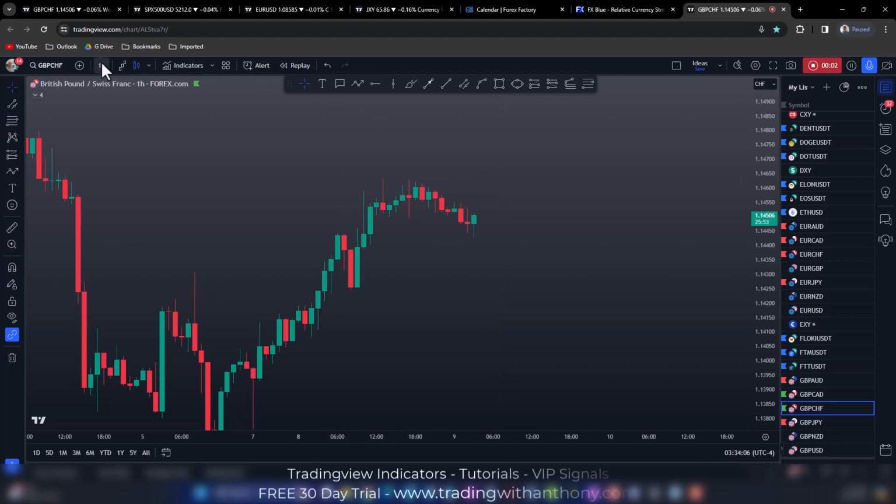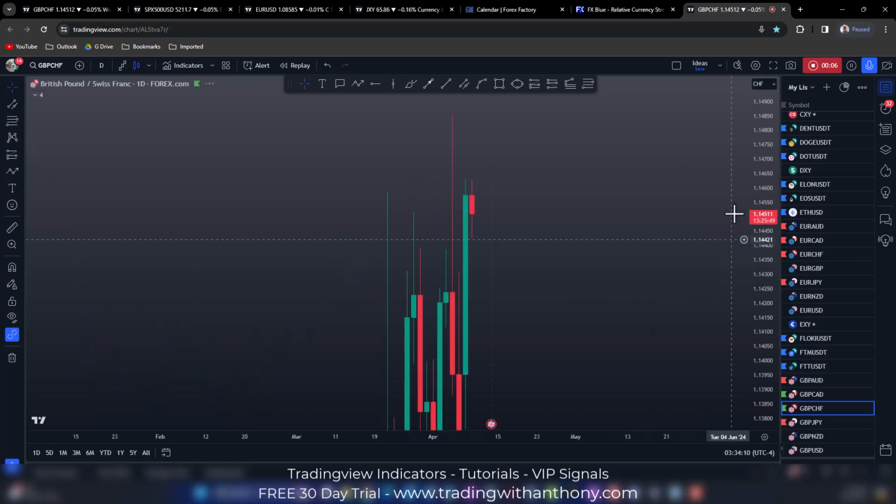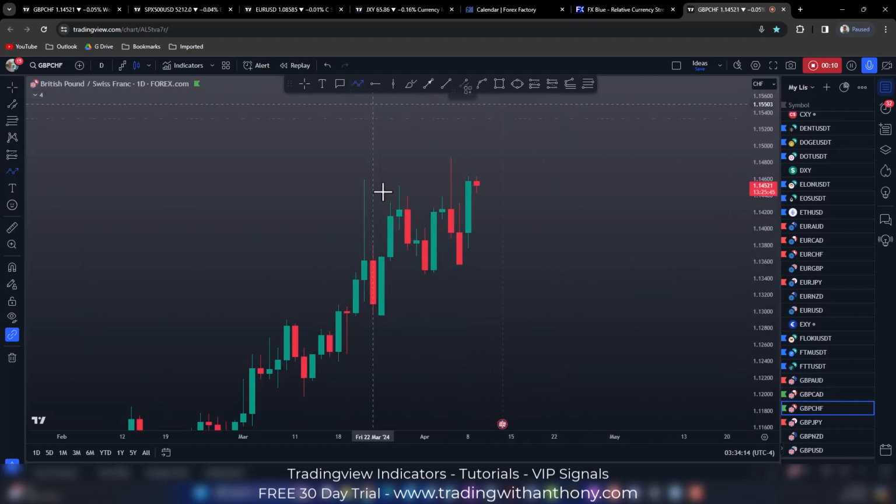Traders, pound Swissy. I want to go out to a daily, and I'm going to give you a couple of trade ideas here. All right, this is trending: low, high, swing low, swing high, swing low. Okay, well, that was pretty wild, but you get the idea.